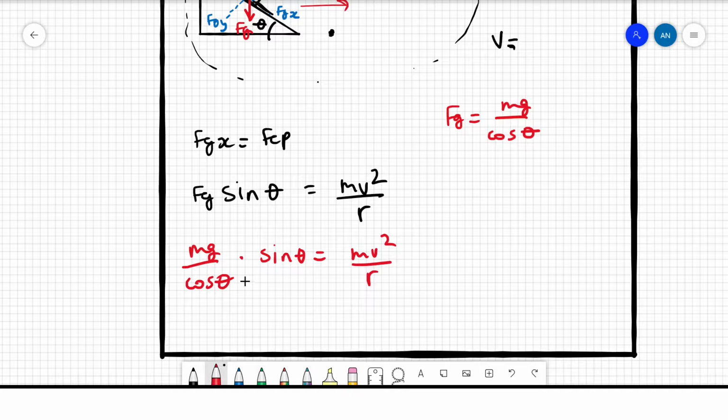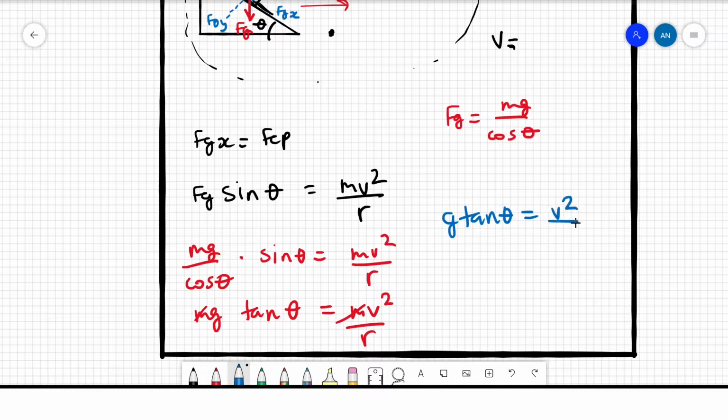We know that sine over cos is equal to tan. This means we get mg tan theta equal to mv squared over r. Again, masses cancel, and we get the following equation: g tan theta equal to v squared over r. And just like that, we can determine what velocity it must travel at just using gravity, angle, and radius. So we're going to go ahead and isolate v. So we get v is equal to the square root of g r tan theta. And that is the second situation with banked curves.